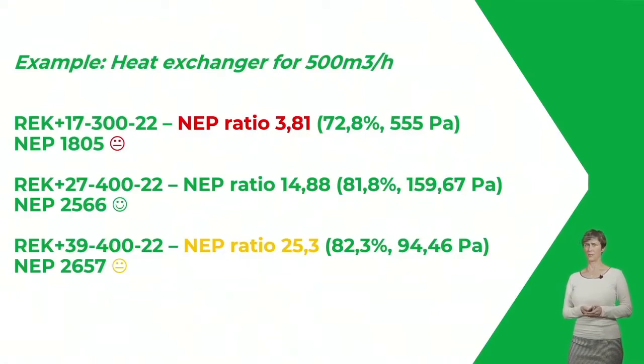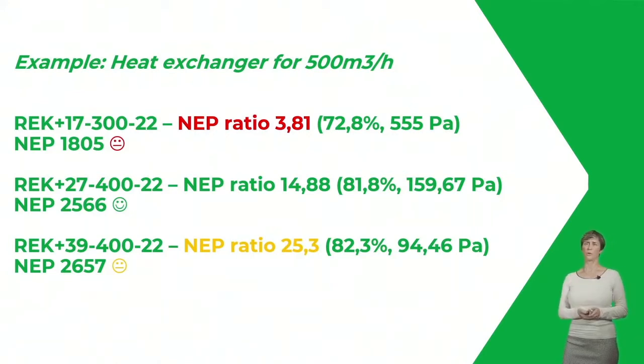In the last case, REC plus 39,400, we see we have very nice efficiency. We also have very low pressure drop. So why is it not optimal? The net energy performance ratio is over 25. It's quite far away from the interval in which we said it's optimal, from 9 to 18. Even though these values are nice, it doesn't mean that it must be the best choice.